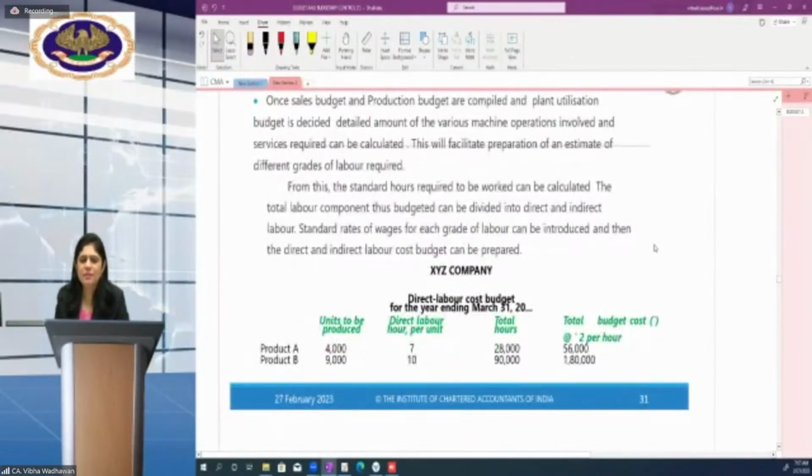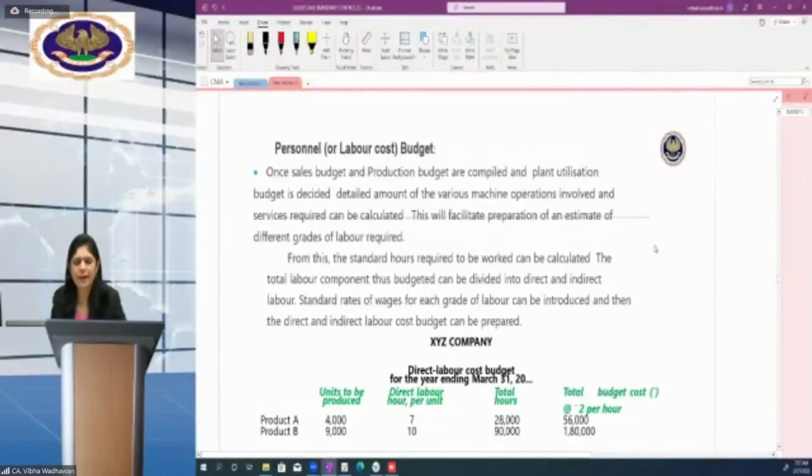So once the sales budget and production budget are compiled and the plant utilization budget is decided, then we have the various machine operations involved and the services required. So this will facilitate preparation of an estimate of different grades of labor required, whether we require semi-skilled labor or skilled labor or unskilled labor. So only when everything is being charted out are we able to decide what type of labor and how many labor hours are required for the particular job, whether it's labor intensive or machine intensive. So everything is judged only after the previous budgets have been charted out.